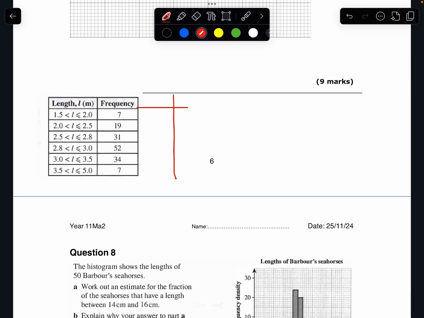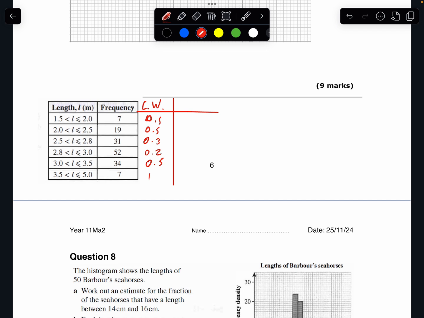Cool. First thing I'm going to work out for each one is the class width. Class width I get by doing the upper bound minus the lower bound. 2 minus 1.5 is 0.5. 2.5 minus 2 is 0.5. 2.8 minus 2.5 is 0.3. 3 minus 2.8 is 0.2. 3.5 minus 3 is 0.5. And 5 minus 3.5 is 1.5.